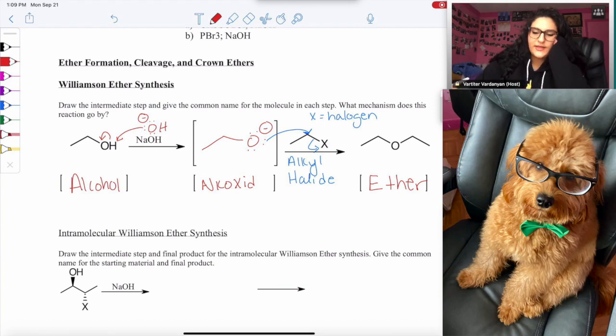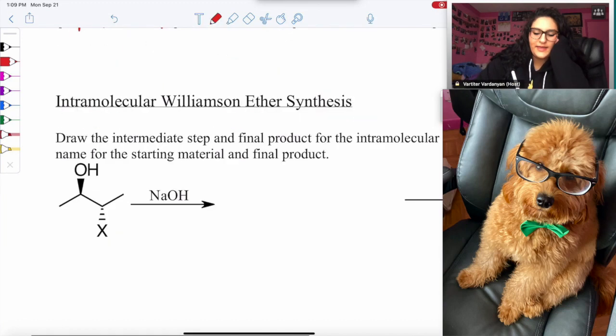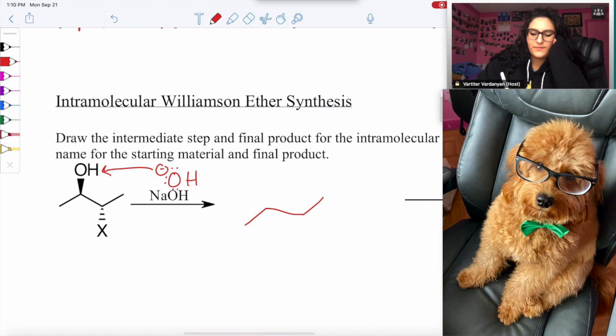And we can actually do an intramolecular version of this synthesis. And the only difference between these is that in the intermolecular version, the nucleophile and the leaving group are on 2 separate chains. Versus in the intramolecular one, our leaving group and our nucleophile are on the same carbon chain. So if we react it with a base, the base will take a hydrogen again, and we make the alkoxide.